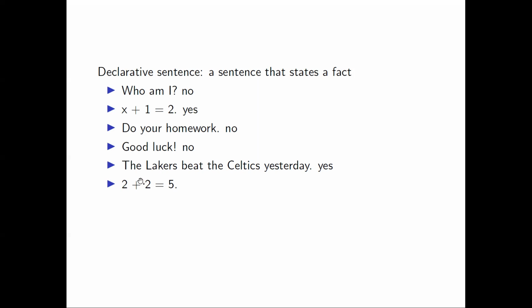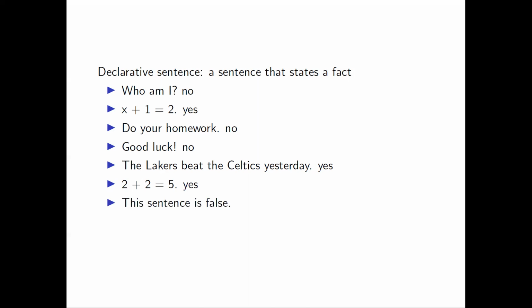So this last one is another math sentence. 2 plus 2 equals 5. We know it's obviously false, but it is a sentence and it's stating a fact. It's just a false fact. So facts can be true or false. They don't have to be true. You can say the sky is blue, the sky is red. These are facts, but we're not saying anything about the truth value of those facts. So 2 plus 2 equals 5 is a sentence and it's stating a fact, so it is a declarative sentence.